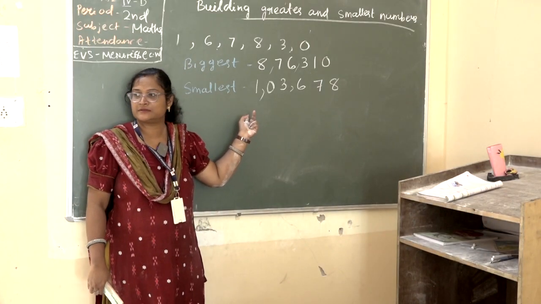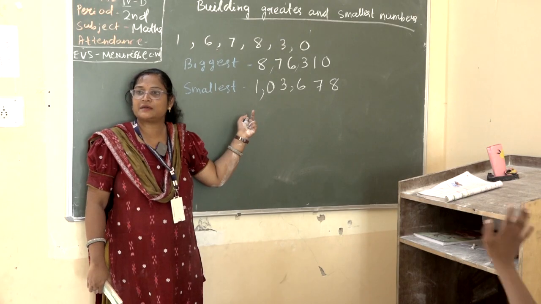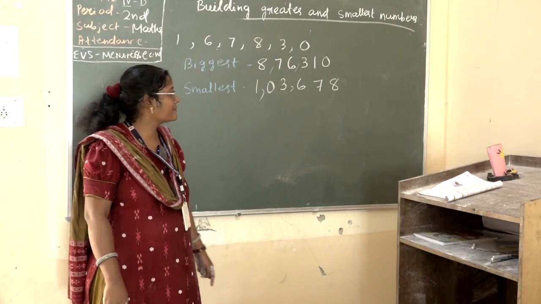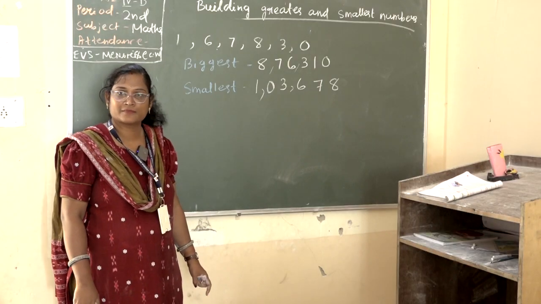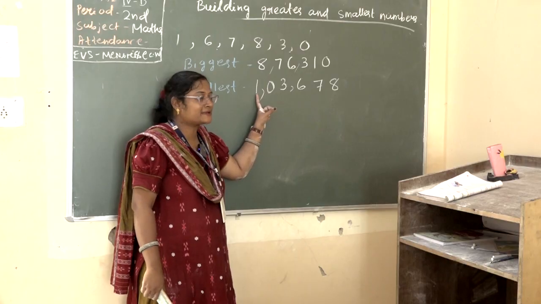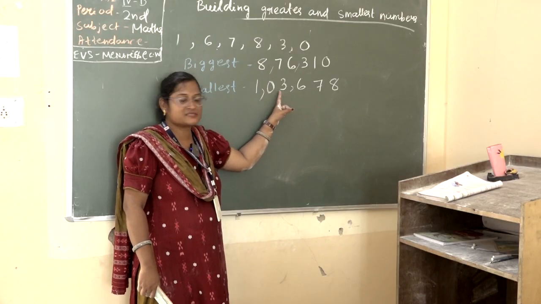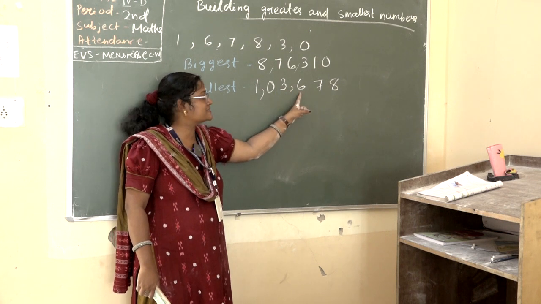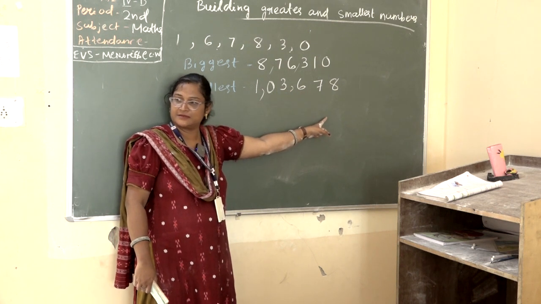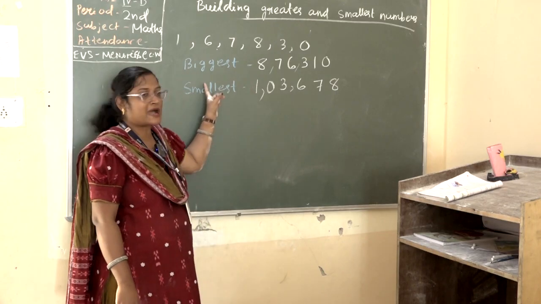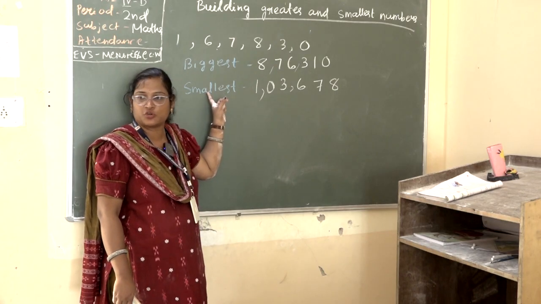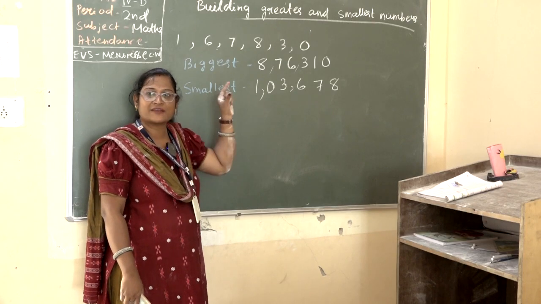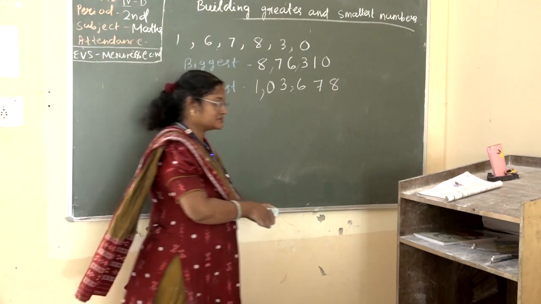So who will read the number here for me? Anaya, read the number. Good. This is 1,03,678. Here 0 is in the ten thousands place. So what is the number? 1,03,678. Okay. So if 0 is there, how to make the biggest and smallest? Did you all get to know? Yes or no? Yes. Any doubt? No. I'll give one question, then you have to come and solve it.